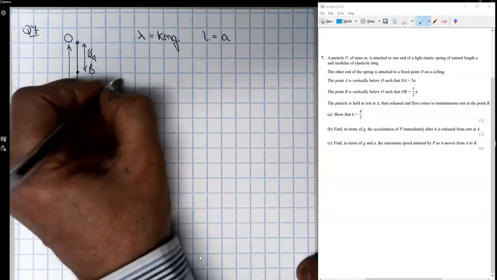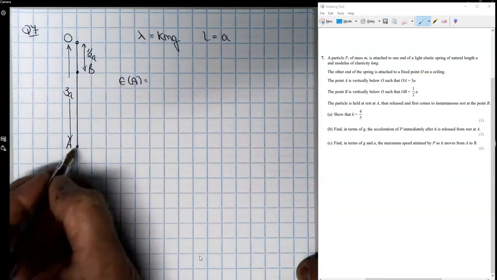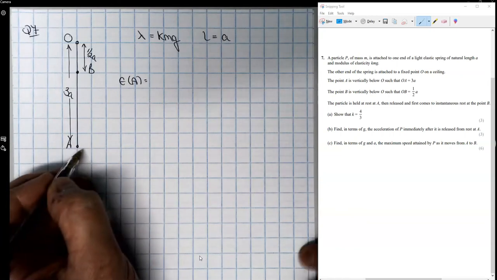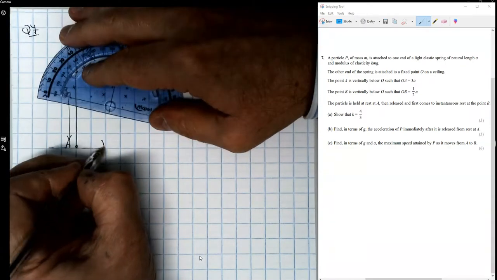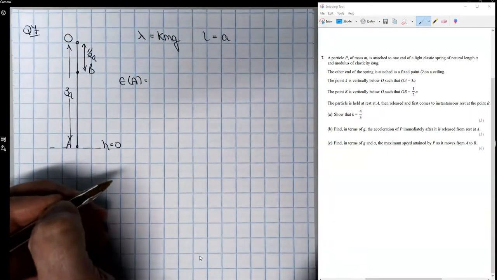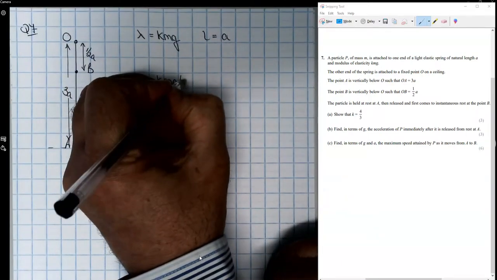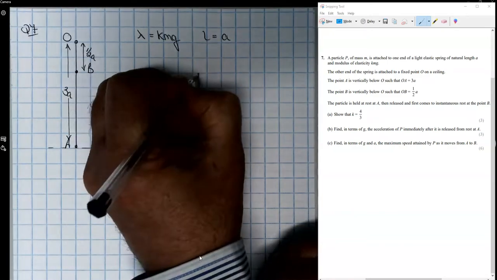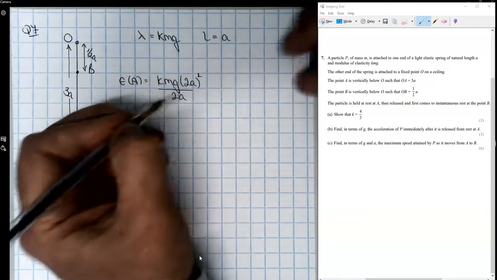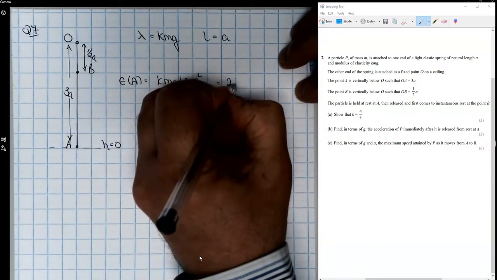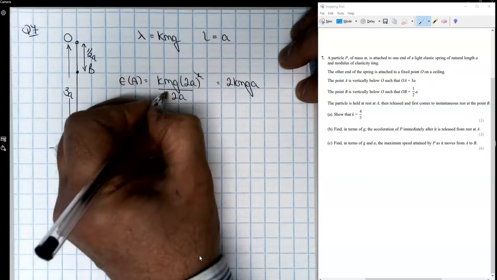So we're going to do an energy equation. Energy at A is all it's got. We take h as 0 here, I'll take that as my base if you like. h is 0. All it's got is elastic potential energy. So it's kmg times x, which is 2a in this case, 2a squared over 2a, which equals 2kmga, because that will cancel with that.